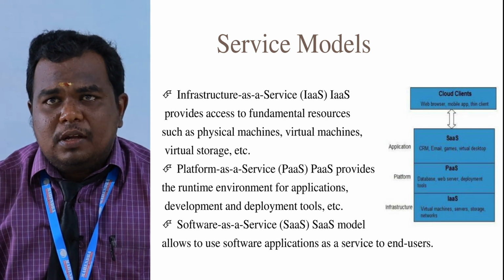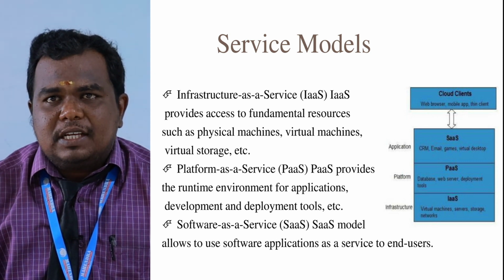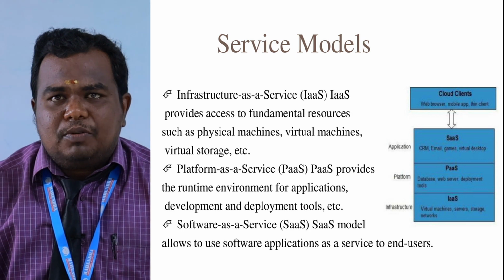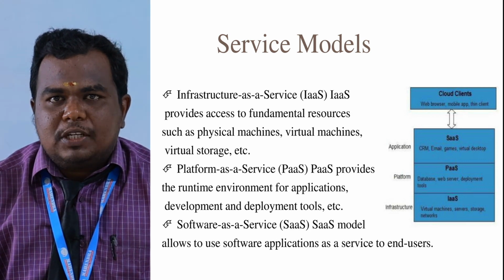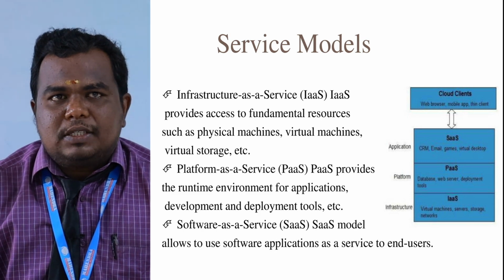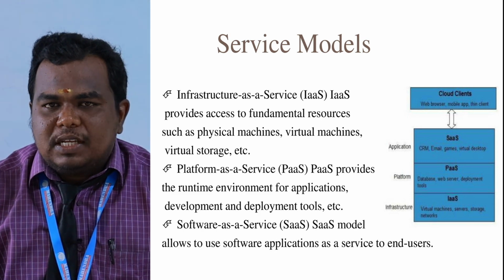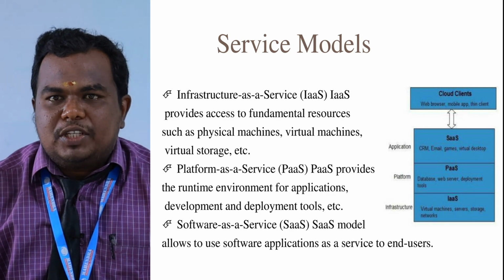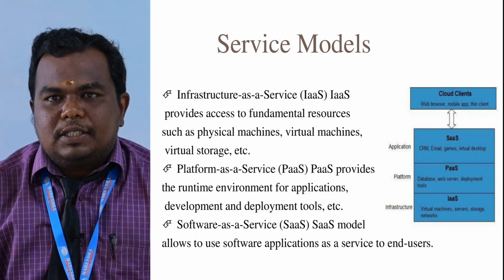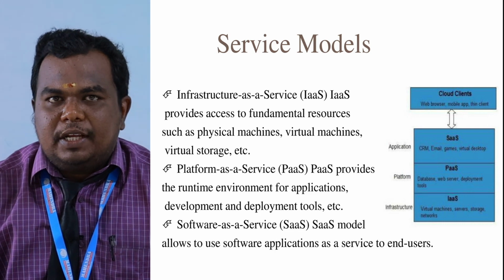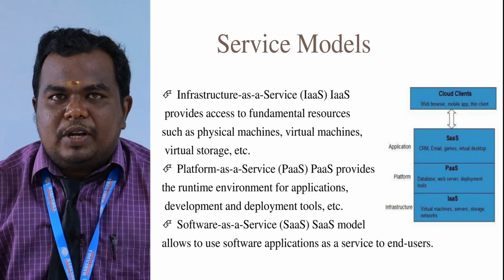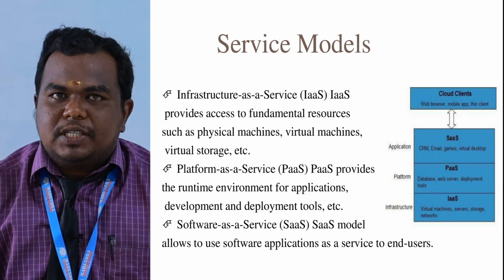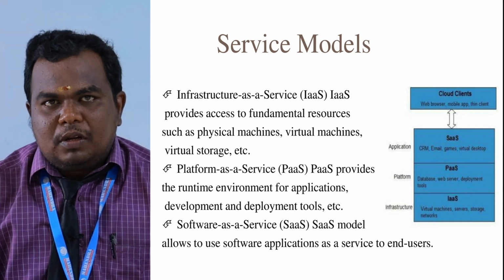First is the cloud controls and the SaaS, PaaS and IaaS. It is the application, platform and infrastructure, the group of cloud services that interact with the cloud clients. Infrastructure as a service provides access to fundamental resources such as physical machines or virtual machines. A physical machine is present, and a virtual machine is logically connected, not physically connected. So this is only for virtual machines. Virtual machines are of two types: physical virtual machine and logical virtual machine.